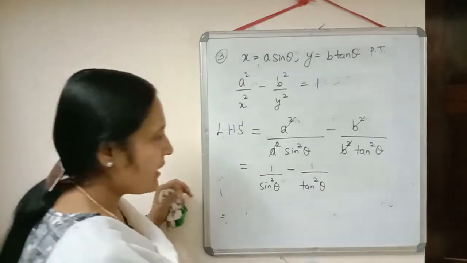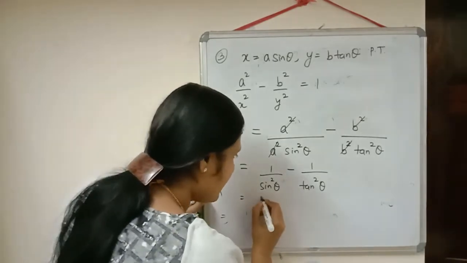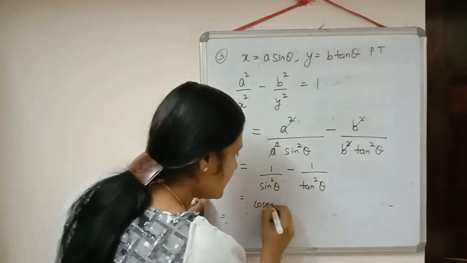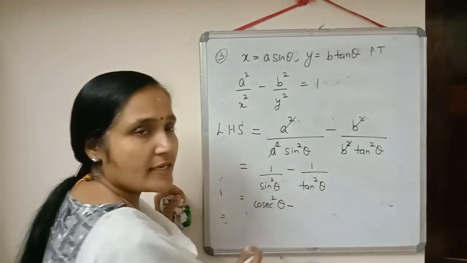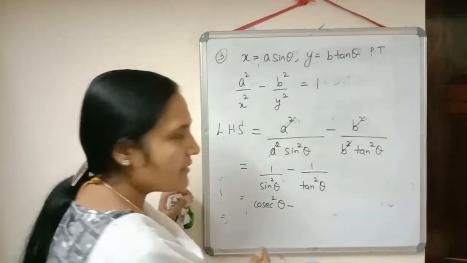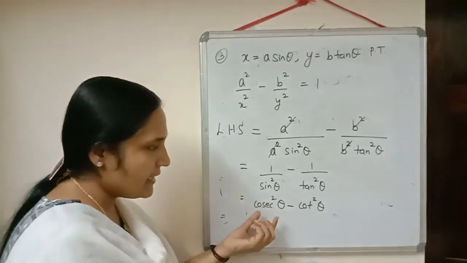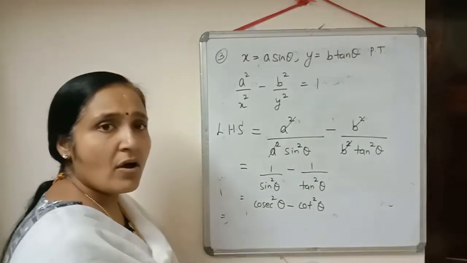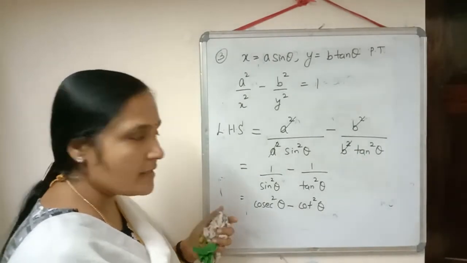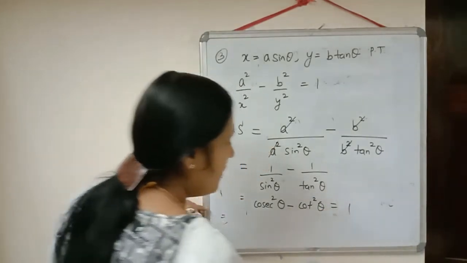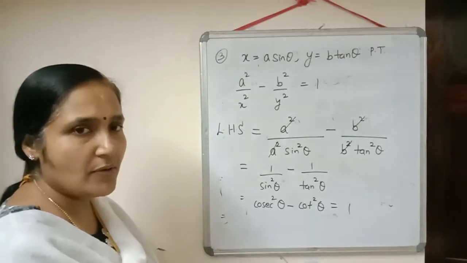Now what we will do? How can we rewrite 1 by sin square theta? Yes, the reciprocal of sin theta is cosec theta. So it can be written as cosec square theta minus, what is the reciprocal of tan theta? Correct, cot theta. So it can be written as cot square theta. So what we are getting here? Cosec square theta minus cot square theta. And what is the value of this? Yes, this is the third identity and we know this is equal to 1. Directly you can write cosec square theta minus cot square theta is equal to 1.